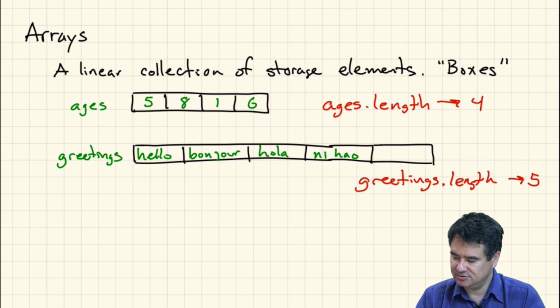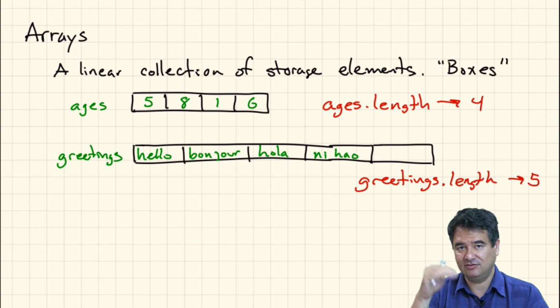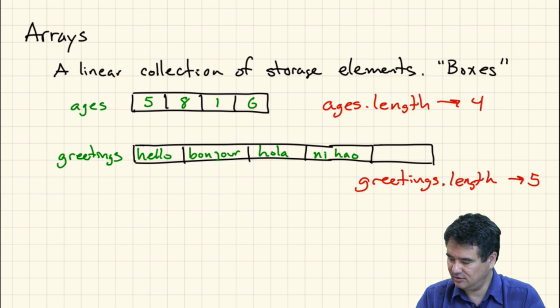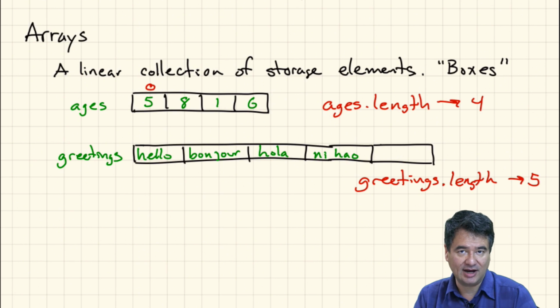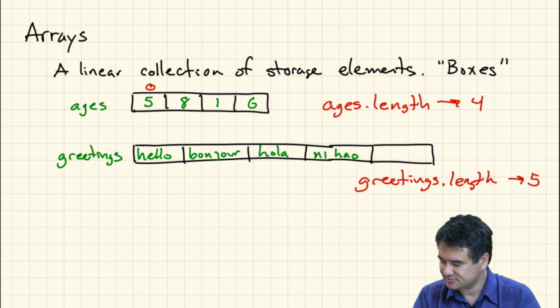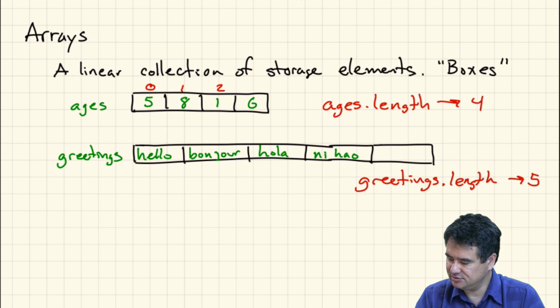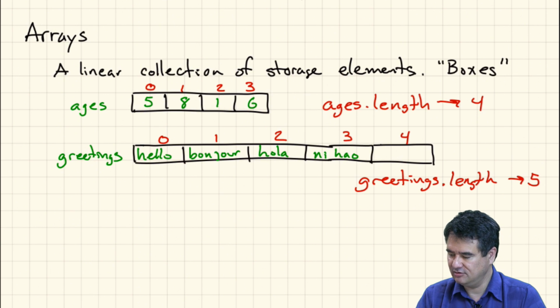If you want to refer to each individual item in the array, then you need to know how to access each of the elements. And in arrays, they are indexed. And in Java, the indexes start at 0. So what we think of as being the first box is really the 0th box. Then there's 1, 2, and 3 for this one. And then for the greetings array, there's 0, 1, 2, 3, and 4.